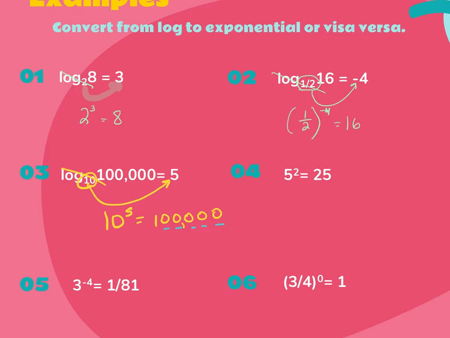Now we're going exponential to log. How do I know that? That does not have the word log. That's the easiest way to see it. So what do I do with the 5? Where does it go? Good. So the 5 drops down, log base 5, right? That's the base. 25 joins it, and the 2 gets bumped to the other side because they get separated.